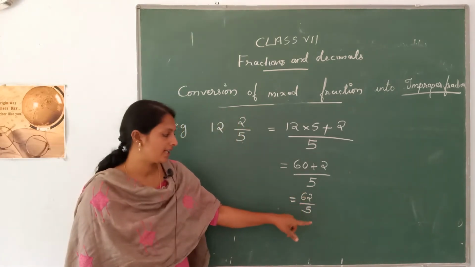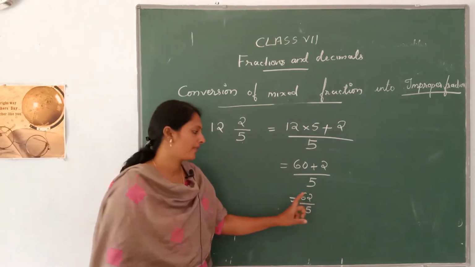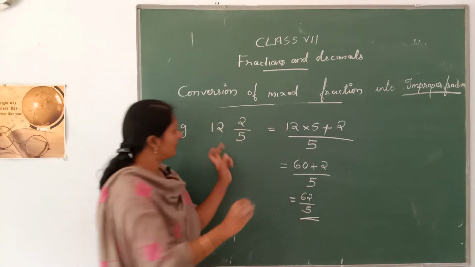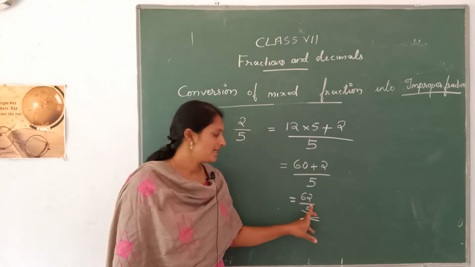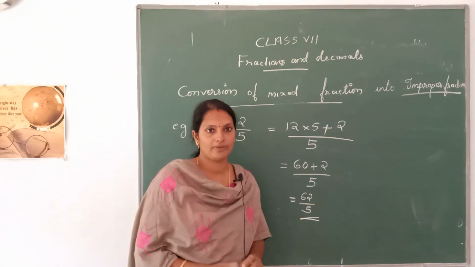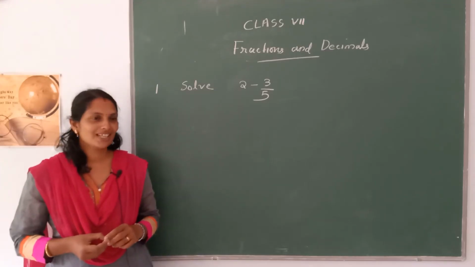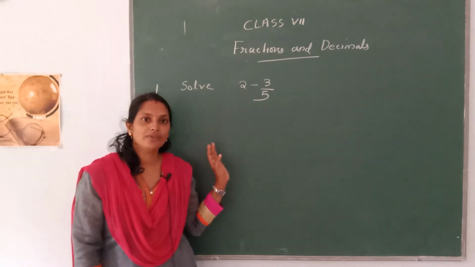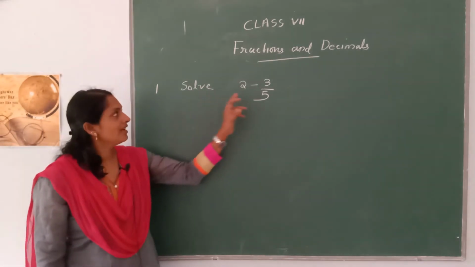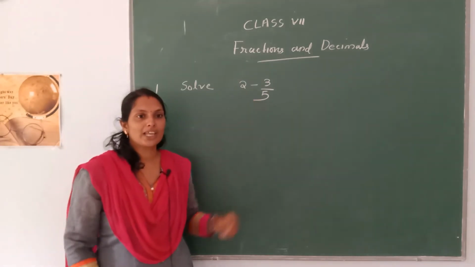Numerator is greater than denominator, that is an improper fraction. Therefore, the conversion of 12 2 by 5 into an improper fraction is 62 divided by 5. Today we will discuss some problems related to addition and subtraction of fractions. First question, solve 2 minus 3 by 5.